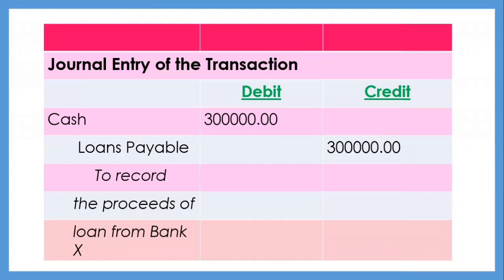Under debit, you have cash, 300,000 pesos. And under credit, you have loans payable, 300,000 pesos. And the brief description should be to record the proceeds of loan from Bank X. Okay, so this ends our discussion on model number 3.